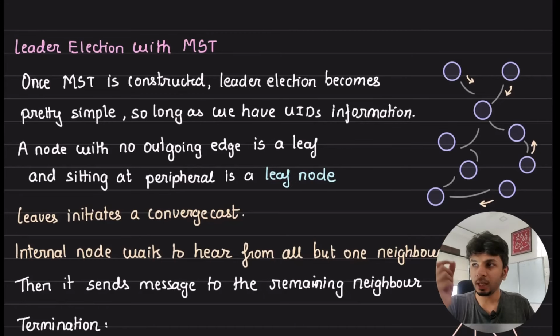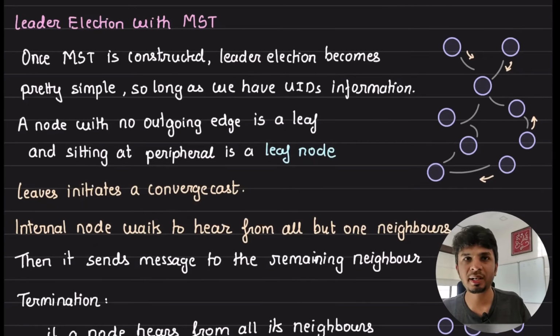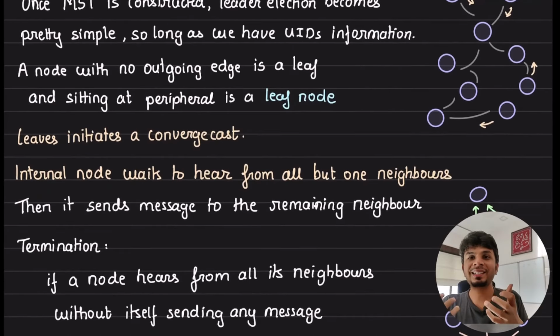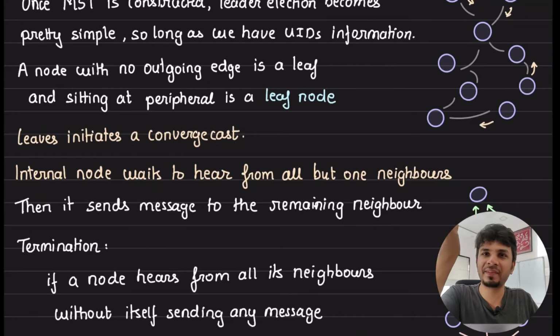So in this spanning tree, a node with no outgoing edge is a leaf node, a classic definition of a leaf node, right? In this minimum spanning tree, every node would know if it is an internal node or a leaf node. Even in a distributed setup, it would know that, because during MST construction we decided that, right? So now what would happen is leaves would initiate a convergecast. This is where convergecast is a very important algorithm. So leaves would send the leader election convergecast message up the level.